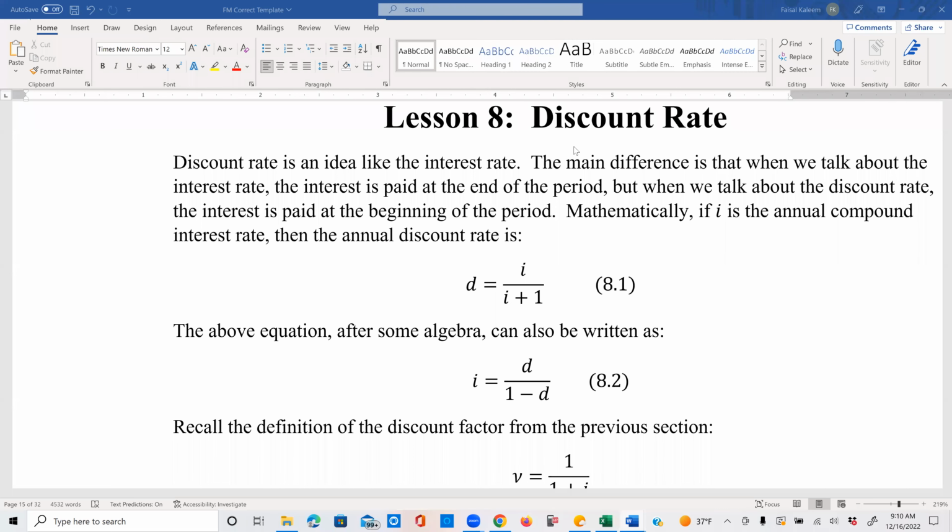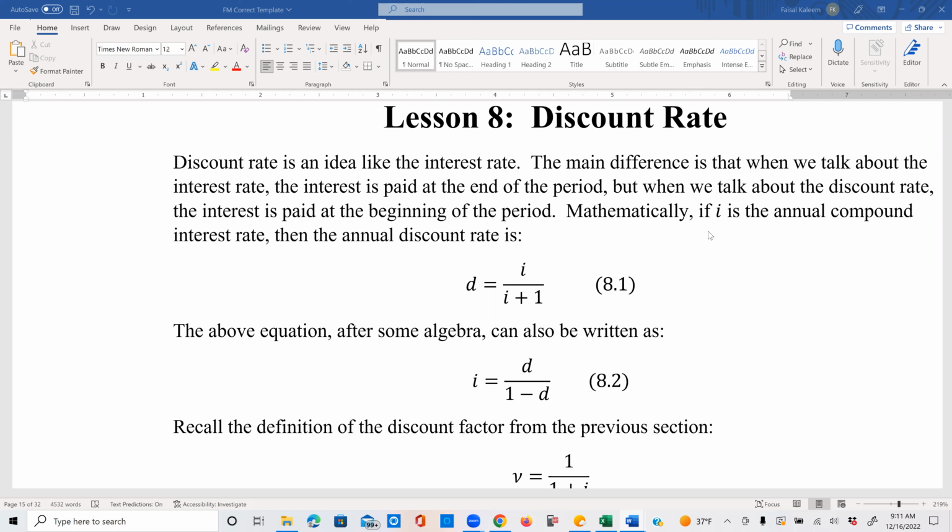Lesson 8, discount rate. Discount rate is an idea like the interest rate. Now, the main difference is that when we talk about the interest rate, the interest is paid at the end of the period, but when we talk about the discount rate, the interest is paid at the beginning of the period. So this is a concept that you can remember for a possible conceptual question.